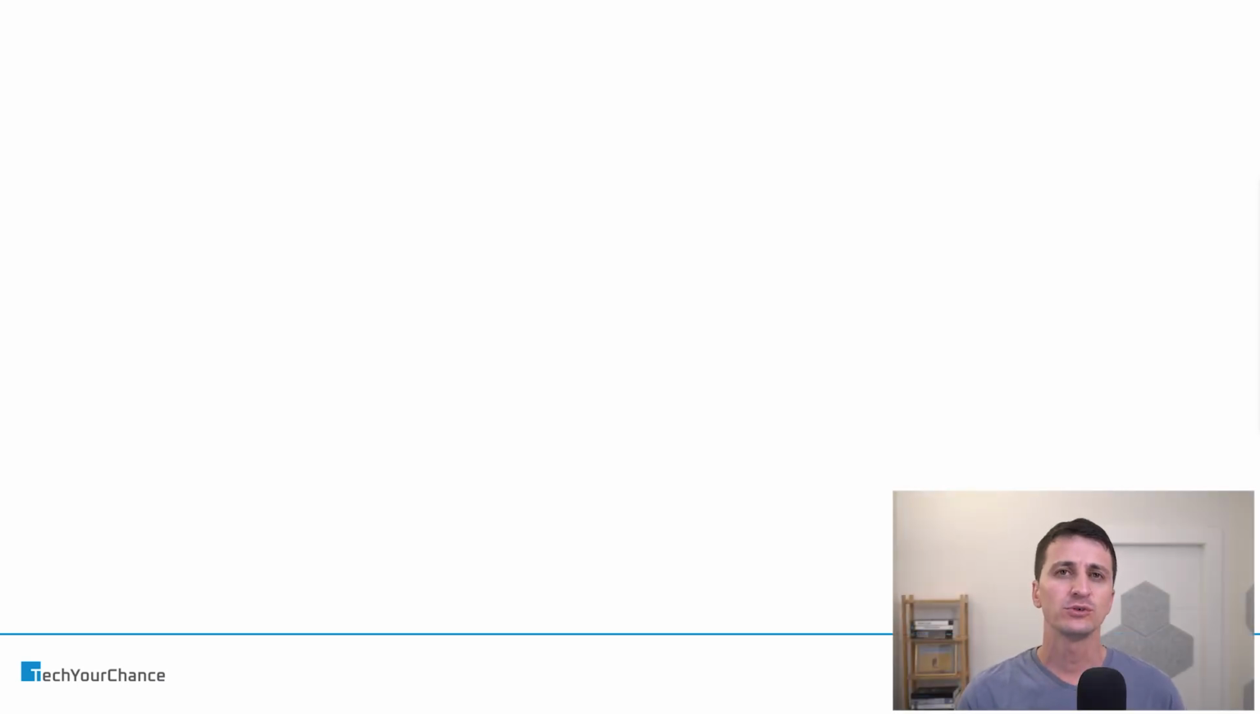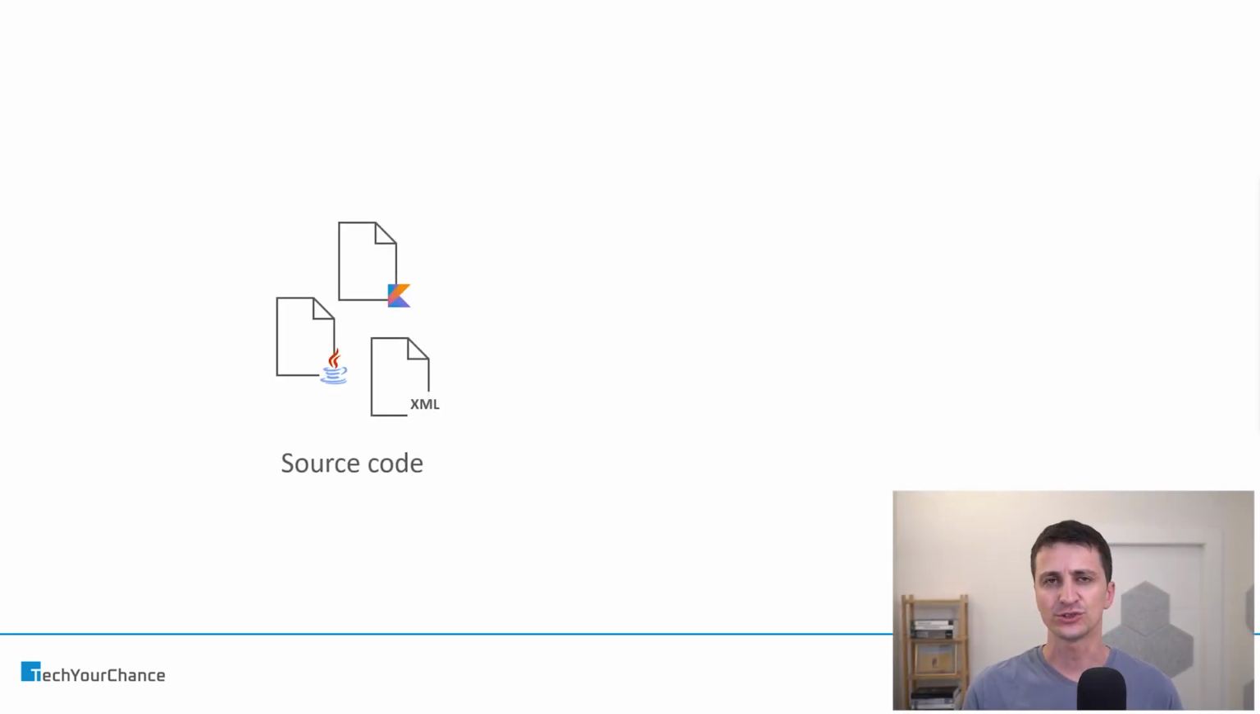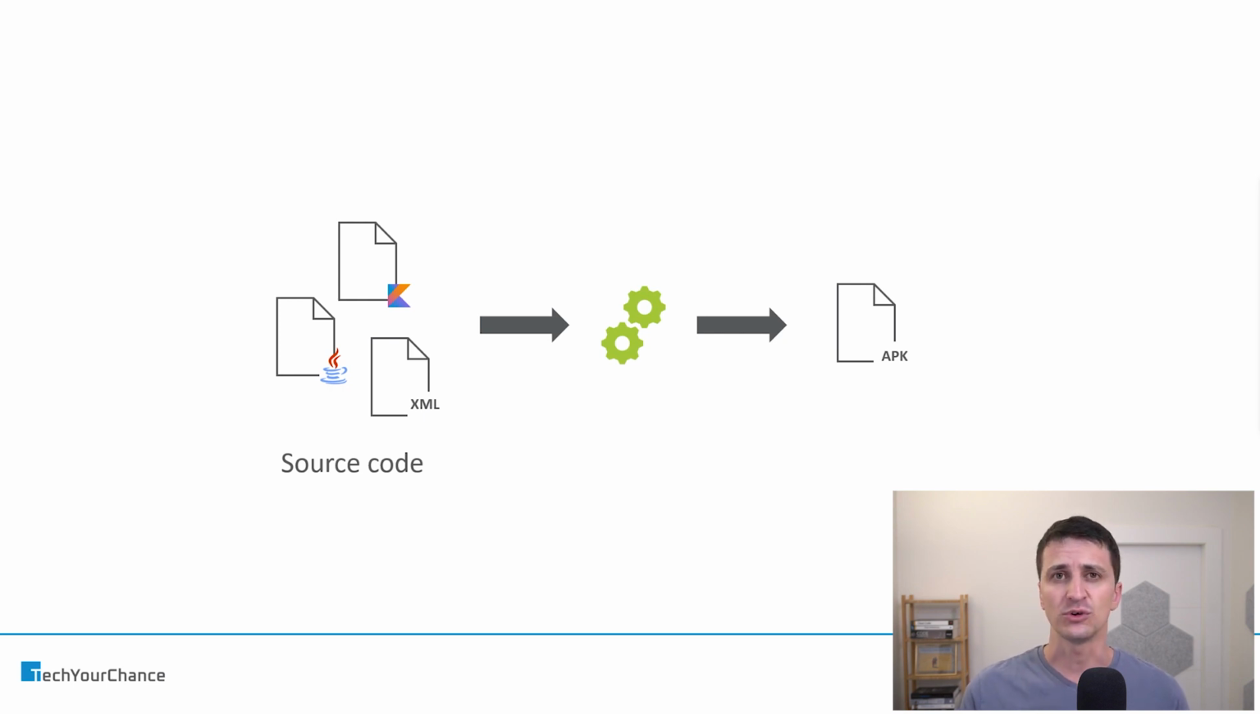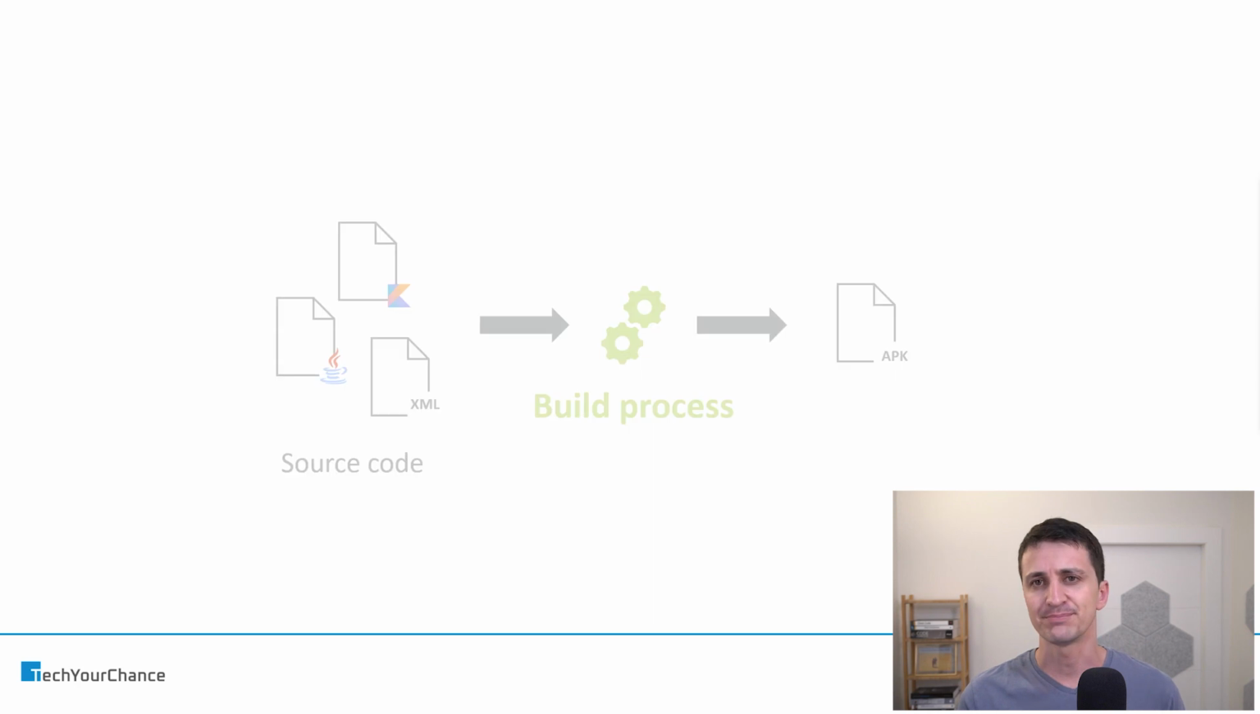In this video, we're going to discuss how exactly the source code of your Android application, which you can write in Java or Kotlin and also potentially use XML or not, is converted into an APK executable file, which your users can install on their devices. What's the magic that makes that happen? And the magic has a name. The name of that magic is a build process.